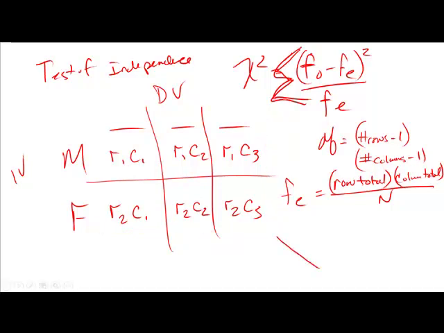Okay, that's the chi-square. Like I said, it's not difficult. Really what we're doing is looking at the difference between frequency observed and frequency expected. That's the whole focus of this, and we can use it if we're trying to compare two groups when we have categorical dependent variables. And that's it.